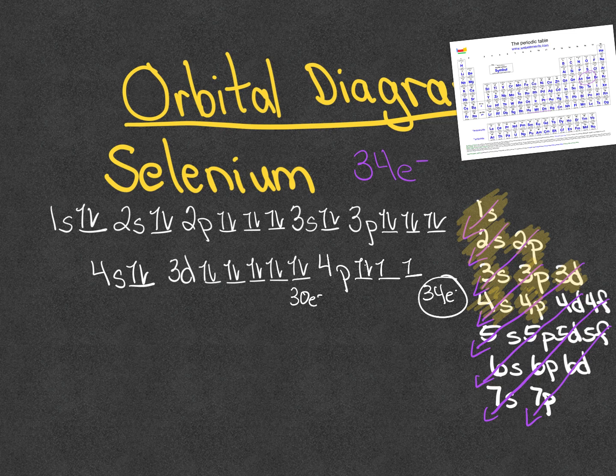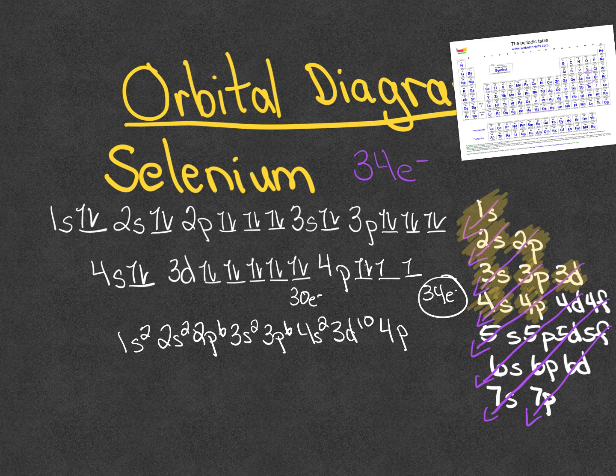This is the orbital diagram. And then if I were to write it out, it's going to be 1s2, 2s2, 2p6, 3s2, 3p6, 4s2, 3d10, and 4p, and you have 1, 2, 3, 4. So these are the electron configurations for selenium. The first one is the orbital diagram, and then this is just the regular electron configuration.